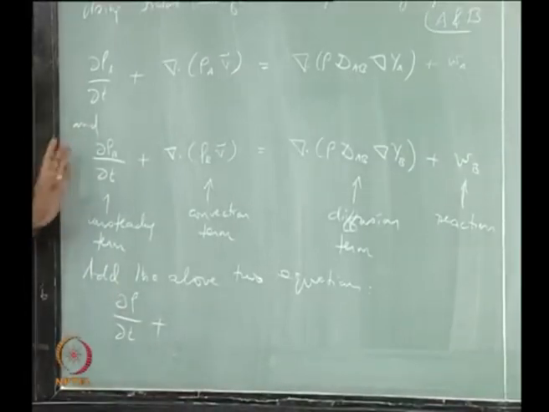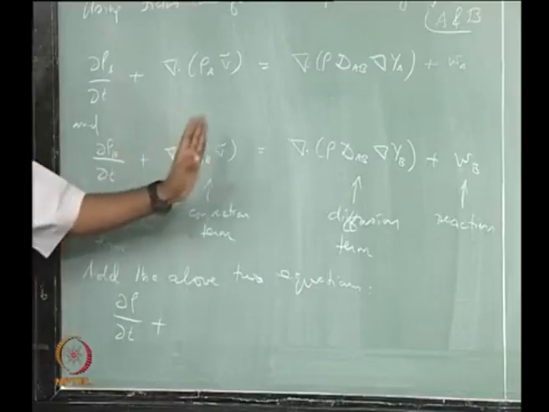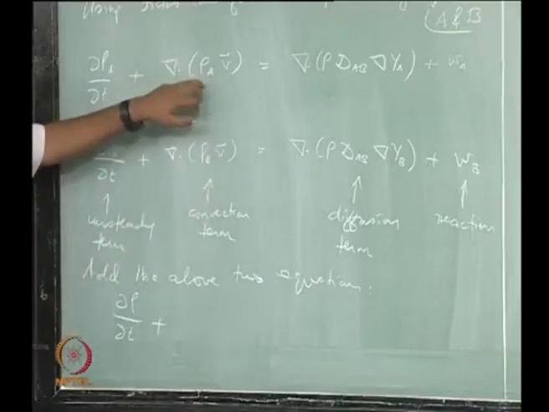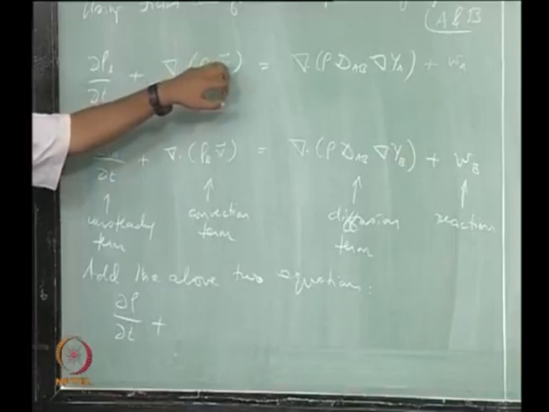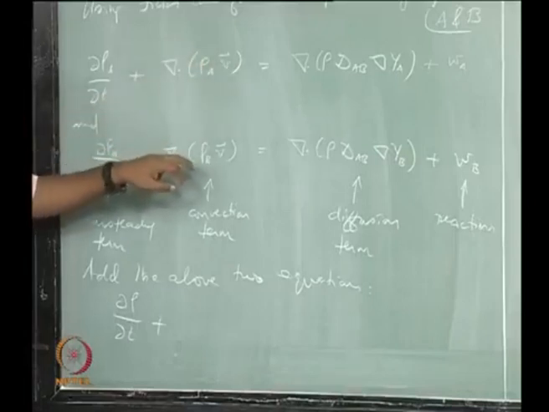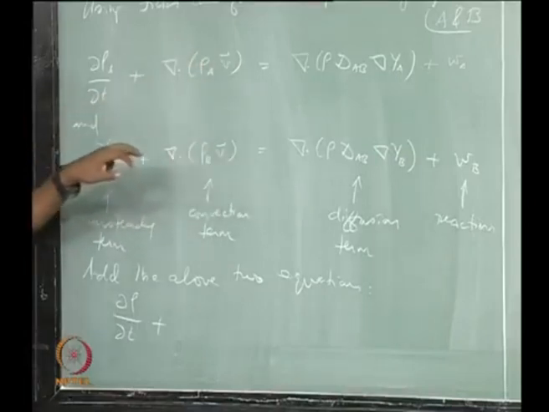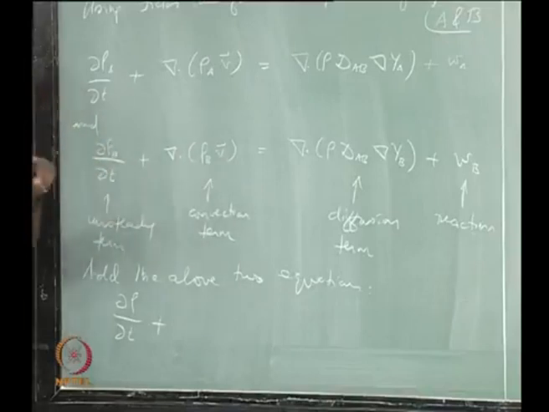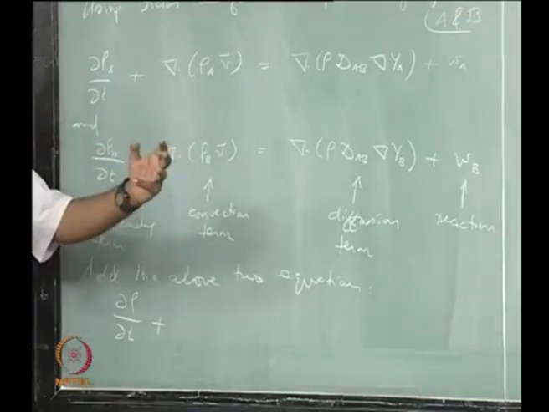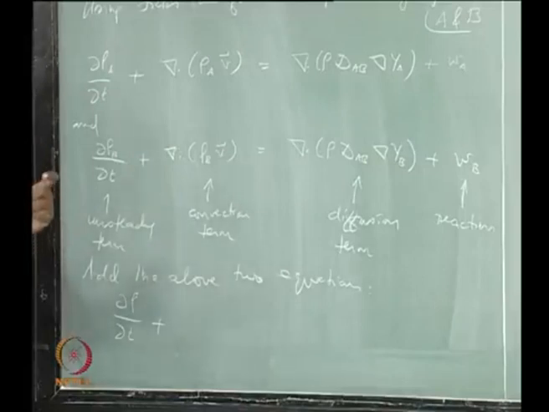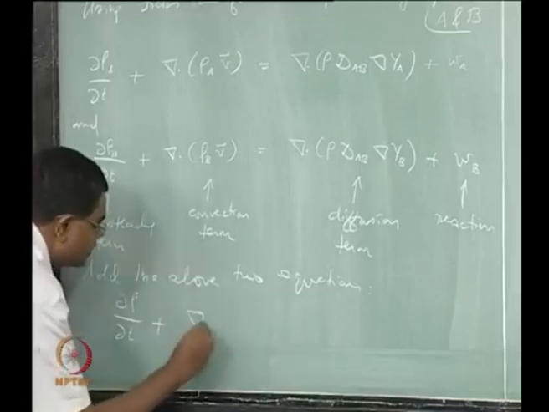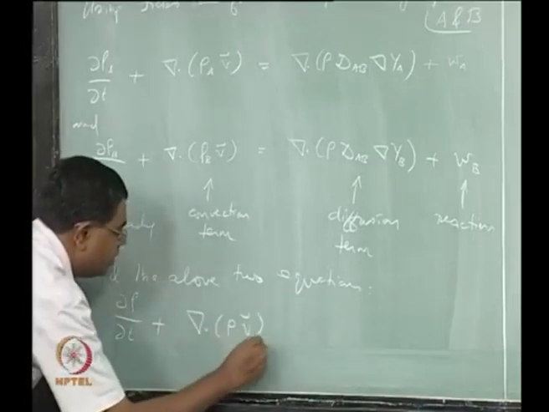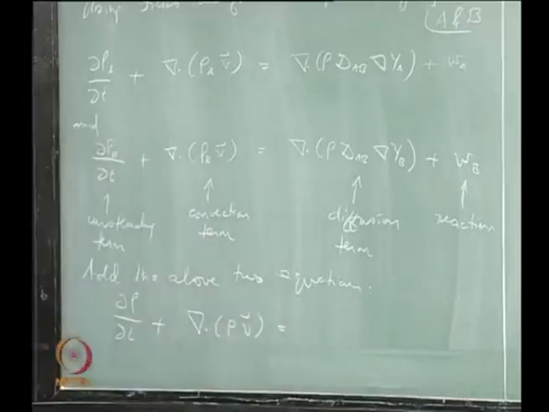You can do all the summation through divergence and so on, no problem. So divergence of rho A times V vector plus divergence of rho B times V vector is nothing but divergence of rho A plus rho B times V vector. So rho A plus rho B is again rho. So this is divergence of rho V vector equal to, let's look at what happens here.